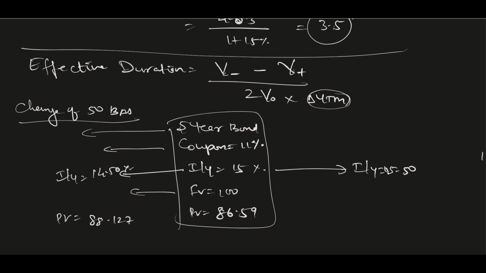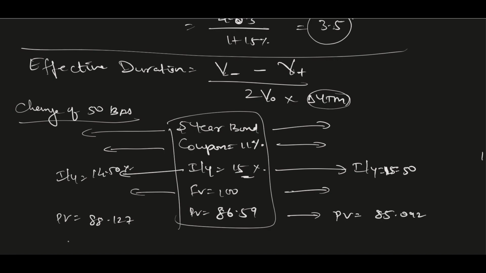Similarly, the new IY, if the interest rate goes up, will be 15.50, correct? Because right now it is 15 and it is going up by 0.5 percentage, so 15.50. And rest all remains the same. 5-year bond, coupon 11 percentage, future value 100. So here present value is equal to 85.092.